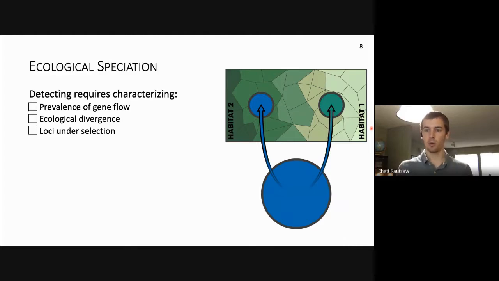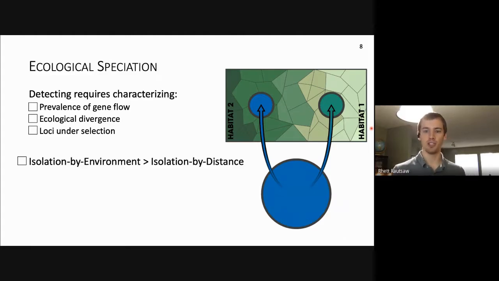Now, in addition to these requirements, we also have an expectation that there's going to be a pattern of isolation by environment that will occur despite a pattern of isolation by distance, or even be stronger than a pattern of isolation by distance. So in other words, populations in habitat 2 are going to be more closely related to one another because they occur in the same habitat than to any population in habitat 1, despite these two populations being geographically closer to one another.